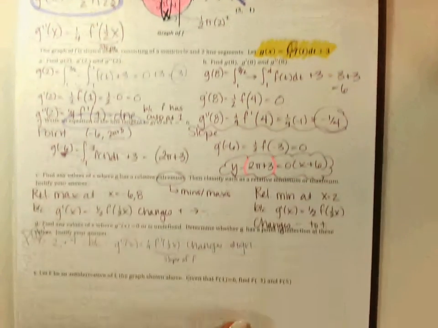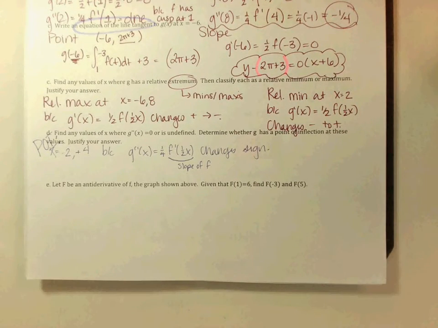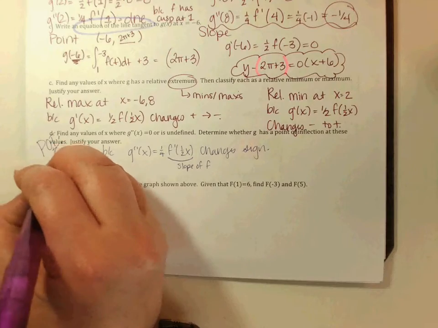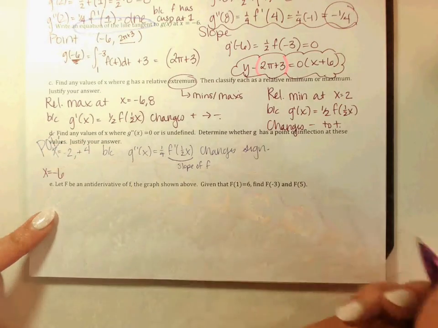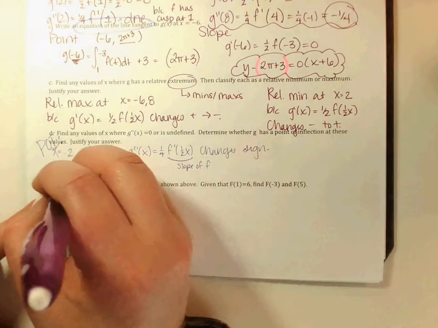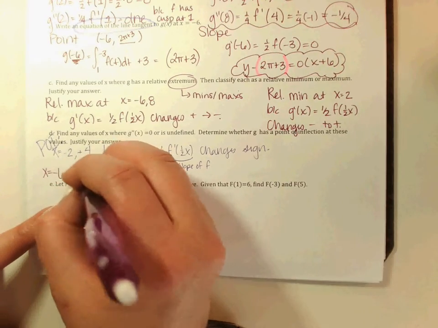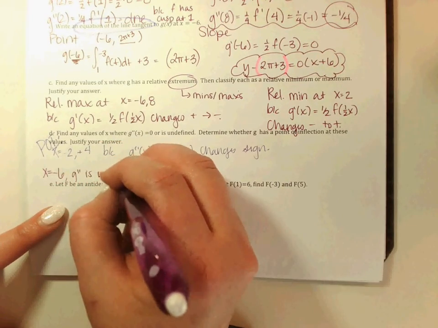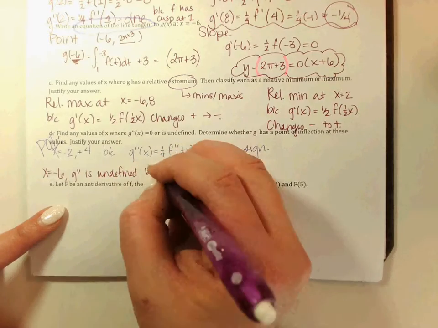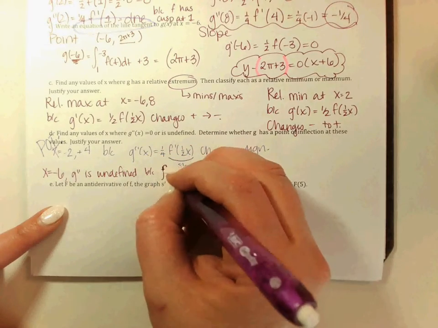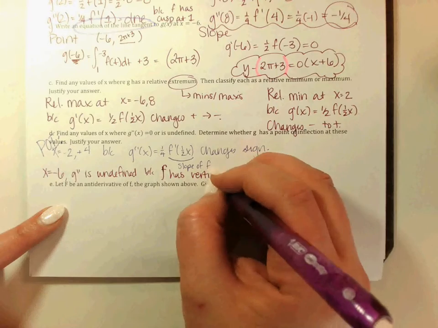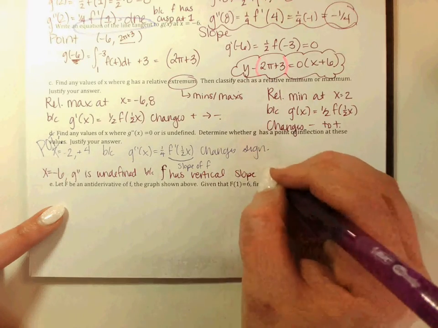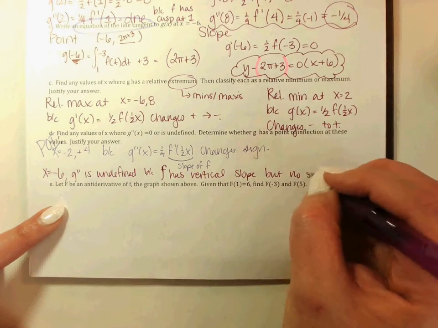Okay? So let's list those down here in part D. Almost done. Now, if the slope change or the vertical line happens at -3, what should I pick? -6. I'm going to list them one at a time. So x equals 6. G double prime is undefined because F has a vertical slope, but no sign change.